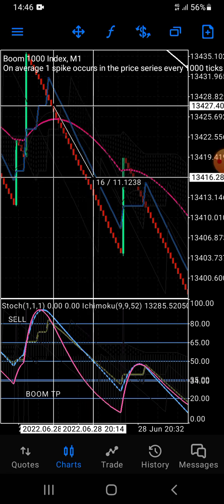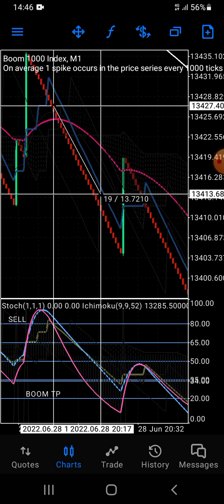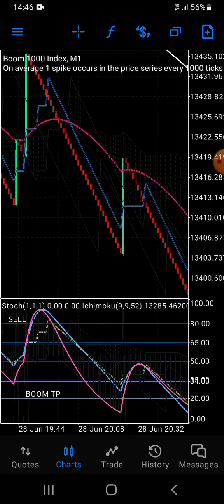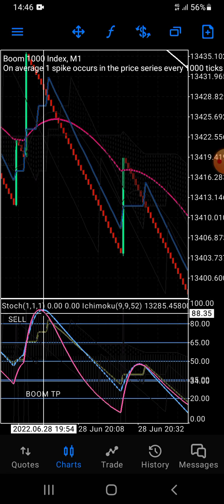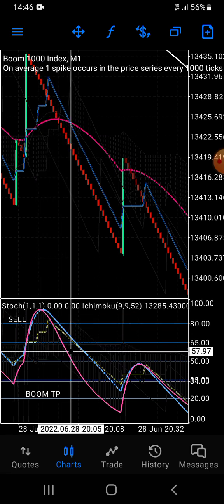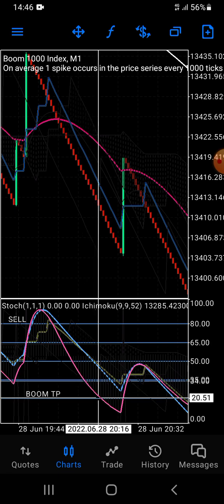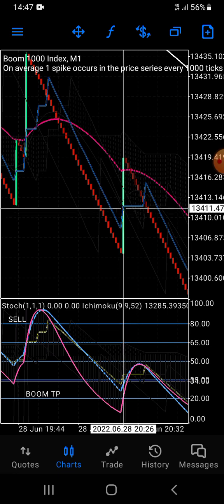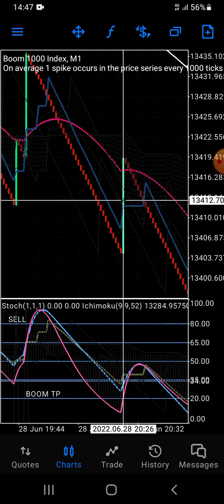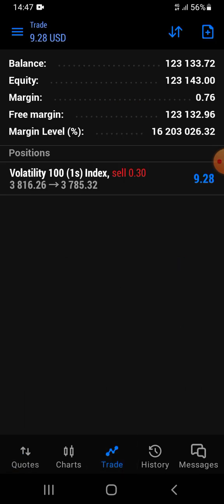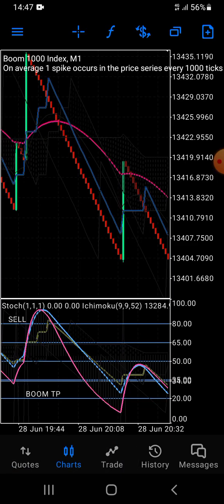Or I wait for when the MACD touches level 20. In this instance, that's 20 candles. So as you can see, the MACD is the purple line. It crosses the blue one here and comes all the way down. When it gets to this place, I close my trade before this so that the spike doesn't take part of our profit. So let's go to Crash 1000. Let's go to Crash 1000 and see.